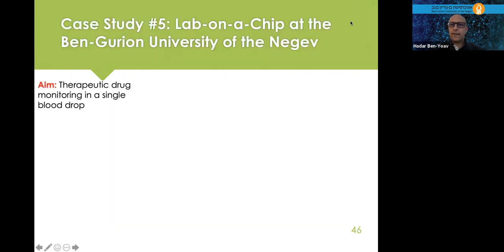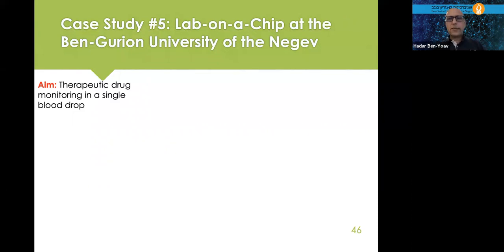Case study number 5. We actually have a lab on a chip at Ben-Gurion University. This is an example that's done in my group. I'm giving you examples, and we need to exercise on breaking down the components, remember? So here's another example, and here there is the need for therapeutic drug monitoring. An example for that is schizophrenia patients.